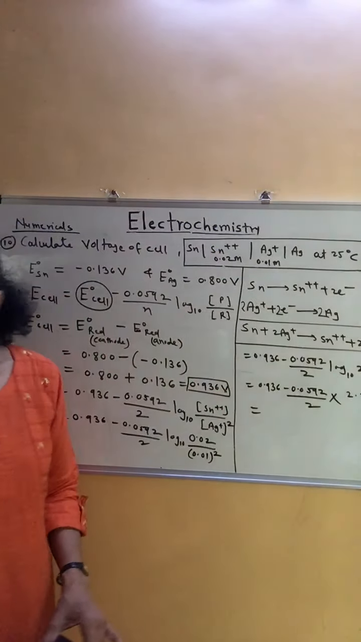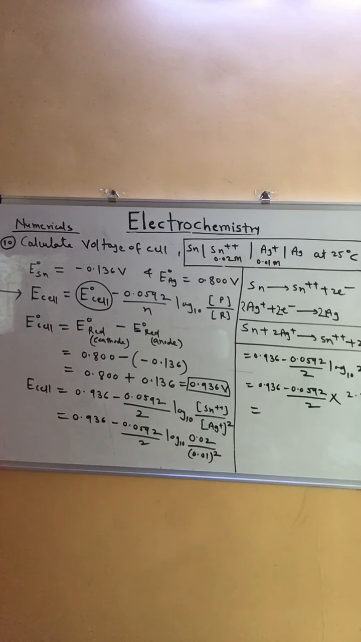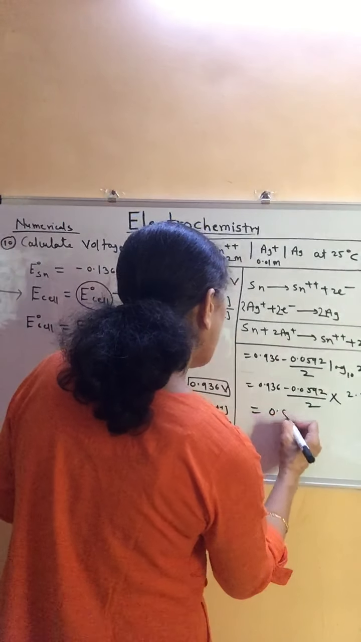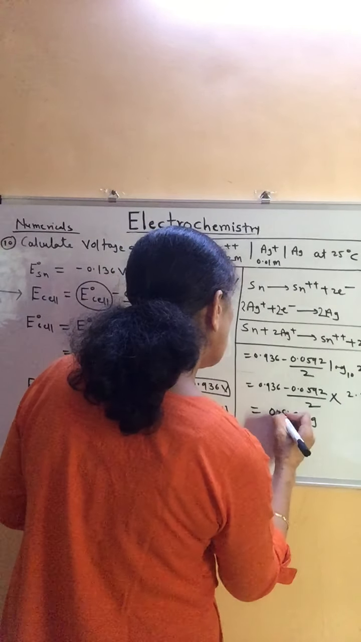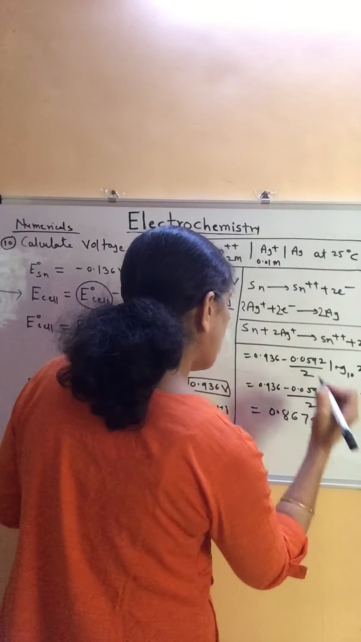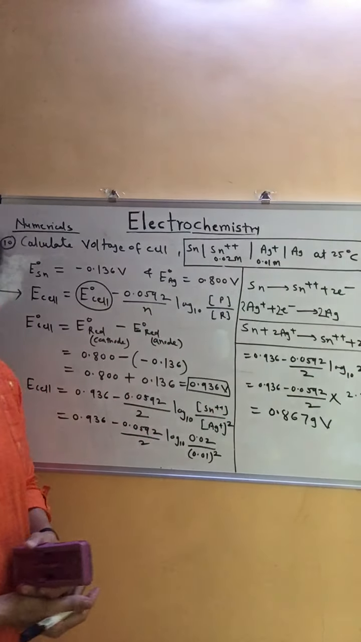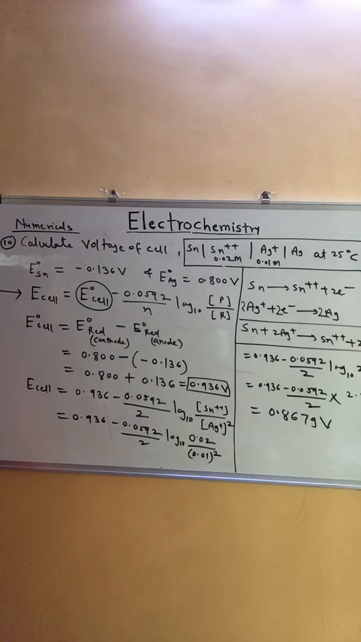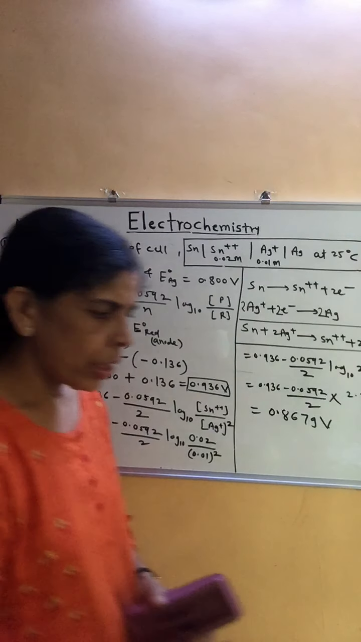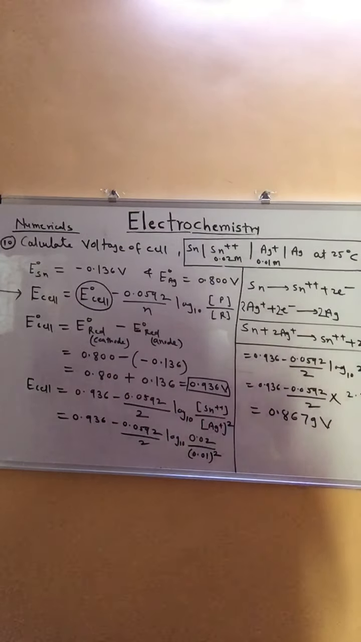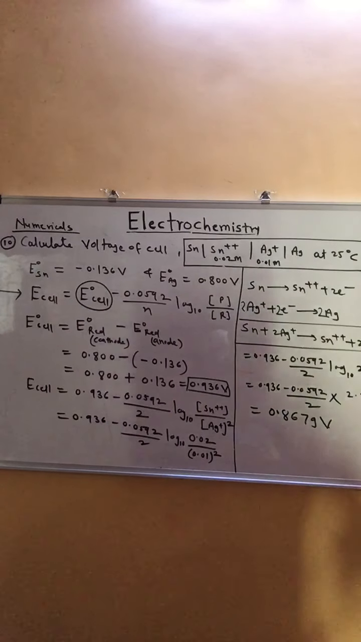Using the log table, if you do the calculations, you will get the value 0.8679. That is the voltage of the complete cell. Are you getting it? So step by step we have solved the problem.